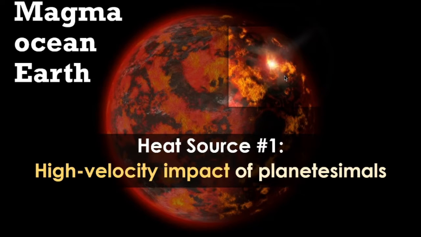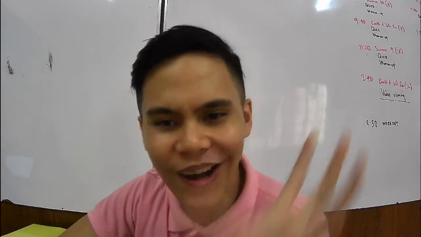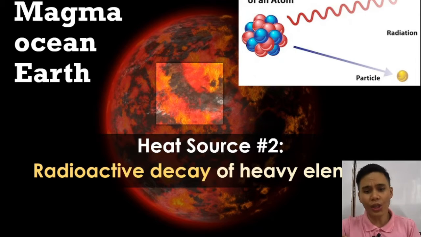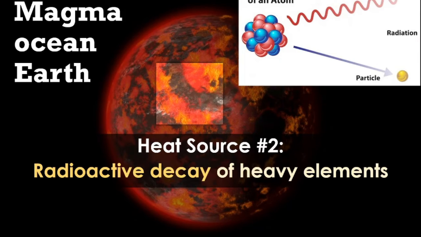So basically, Earth was slapped, so that it turned hotter. That's heat source number 1. Heat source number 2, on the other hand, is the radioactive decay of heavy elements. What does that mean? It means that your radioactive elements break up into smaller pieces, and when they break up into smaller pieces, they release radiation or energy. So when they release that energy or radiation, it turns into heat.